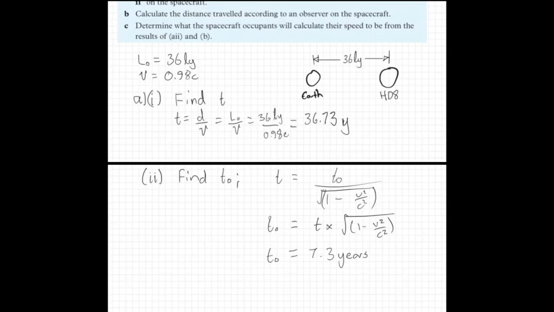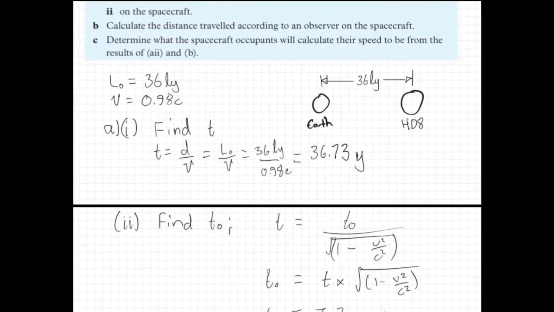So velocity equals distance over time works perfectly well in Einstein's relativity world. It's not a problem. You just have to make sure you use the right time and the right distance. Part B asks us to now calculate the distance traveled according to an observer on the spacecraft. What distance is that? The distance traveled, according to an observer on the spacecraft.